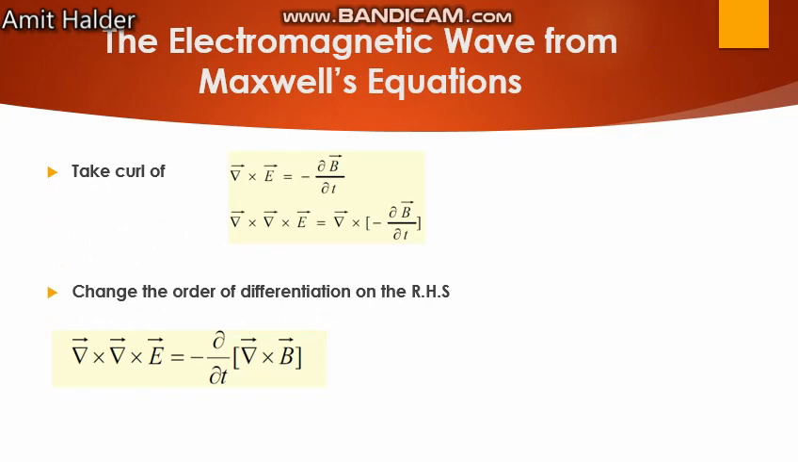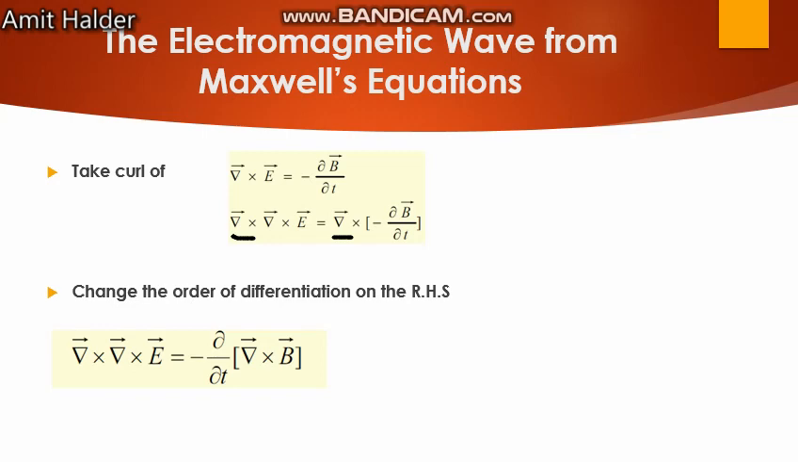Now, the electromagnetic wave from Maxwell's equations. As we know, the second Maxwell equation, take a curl of the electric field. The third law, Faraday's law: del cross E equals minus dB/dt. Take the curl on each side.